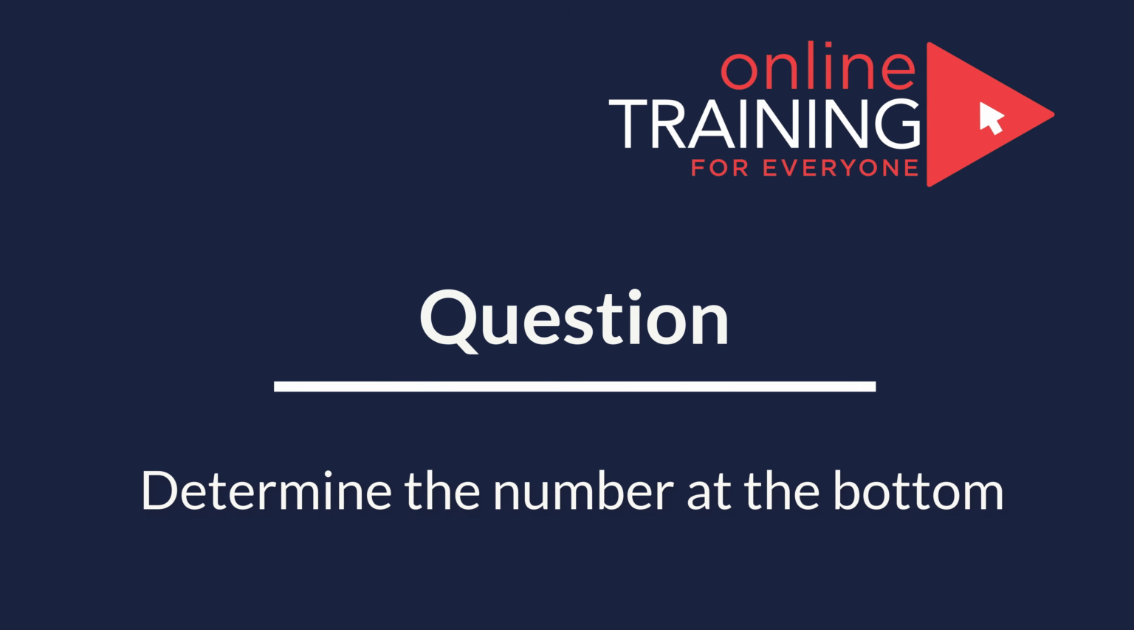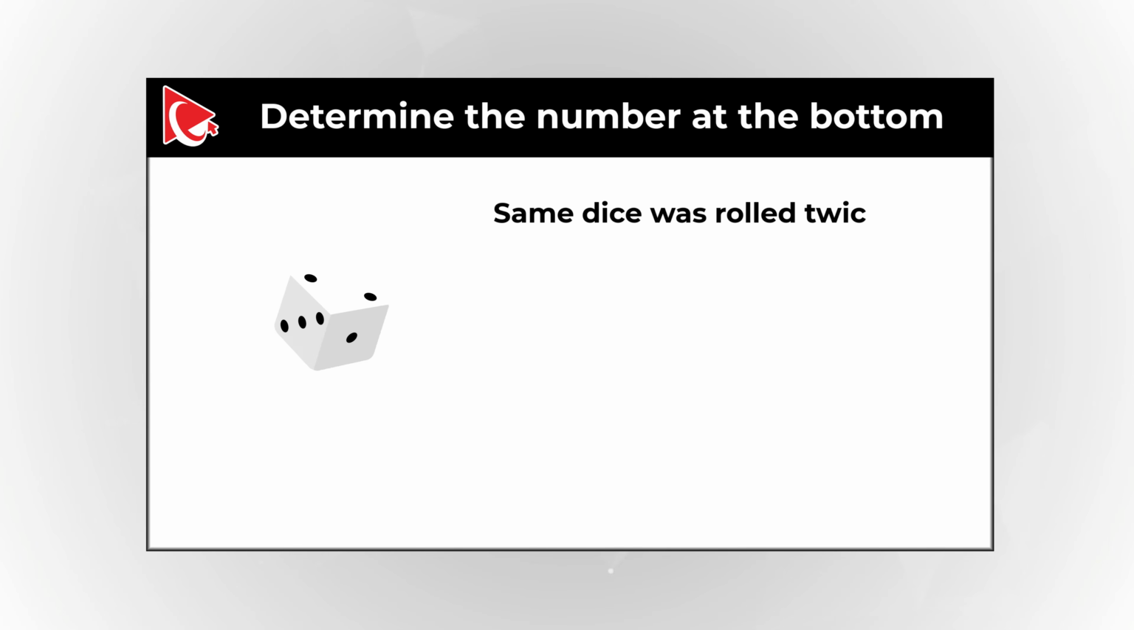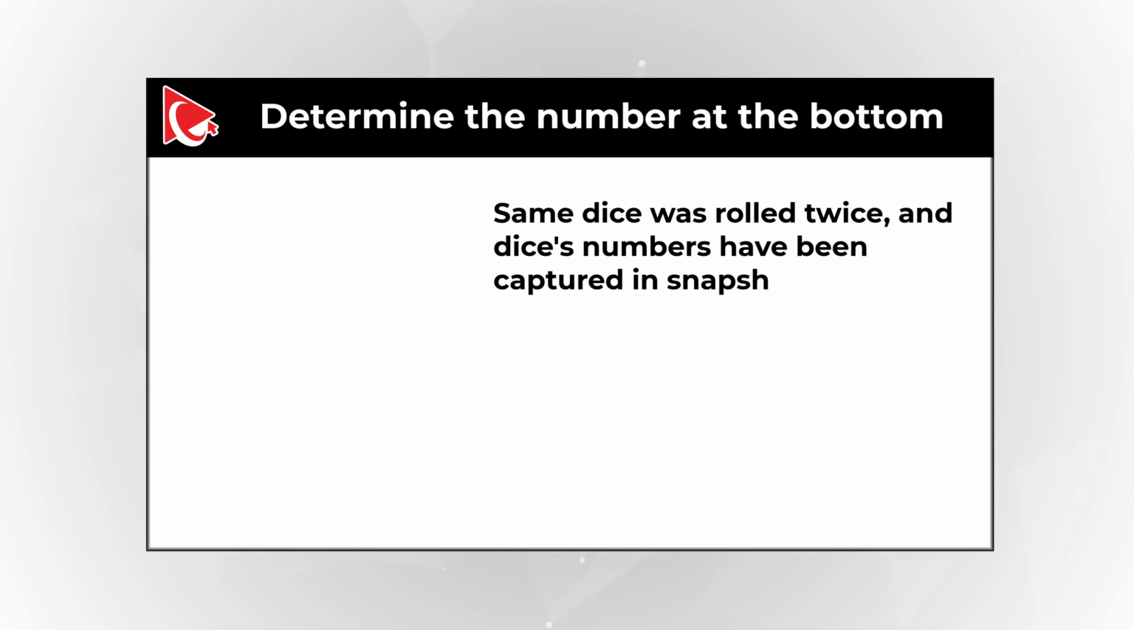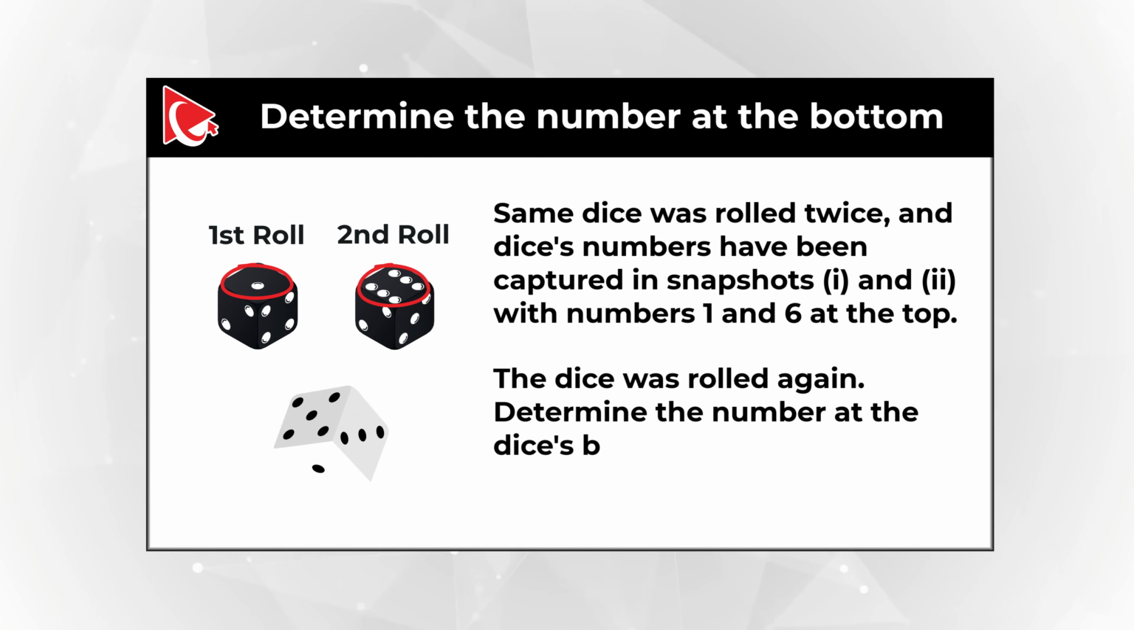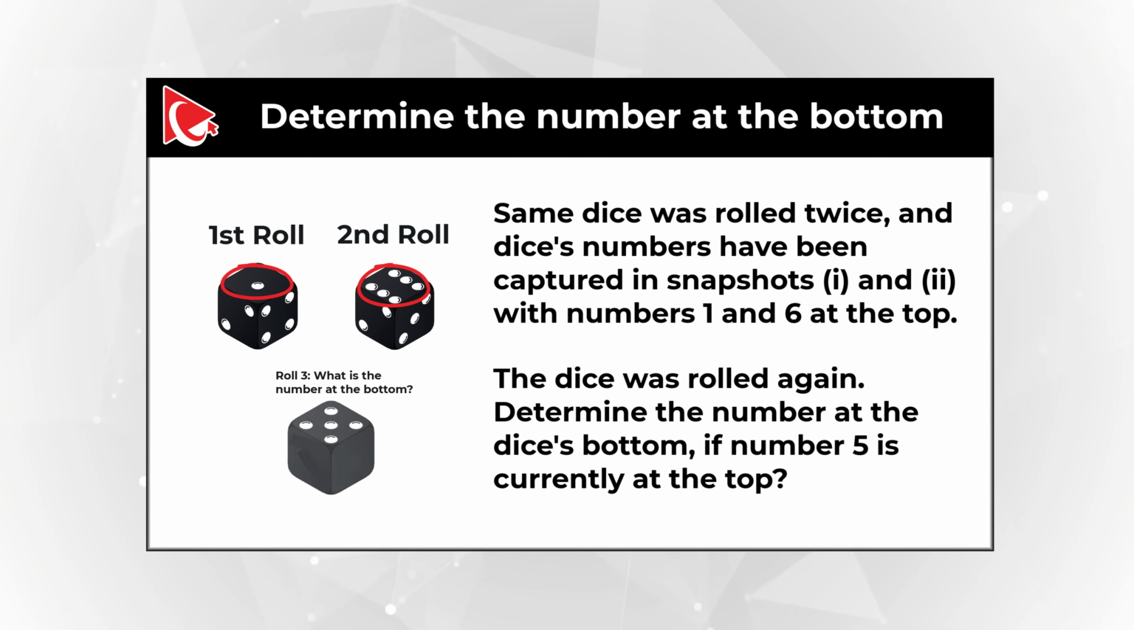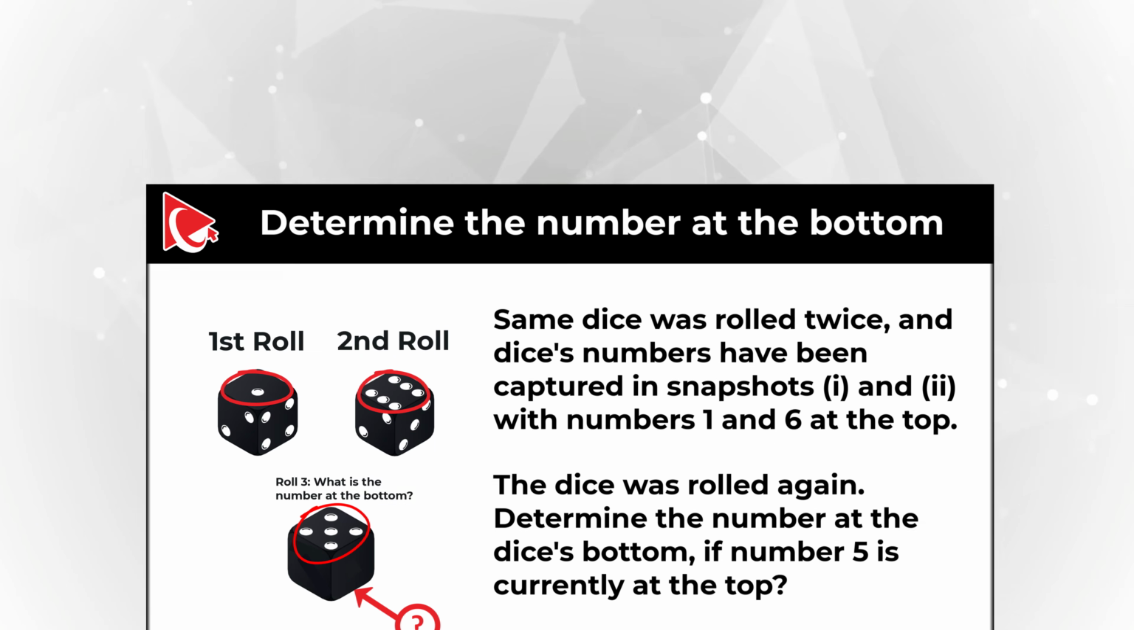Here's an interesting question where you need to determine dice's number at the bottom. Dice was rolled twice, and dice's numbers have been captured in snapshots 1 and 2, with numbers 1 and 6 at the top. The dice was rolled again. You need to determine the number at the dice's bottom if number 5 is currently at the top.